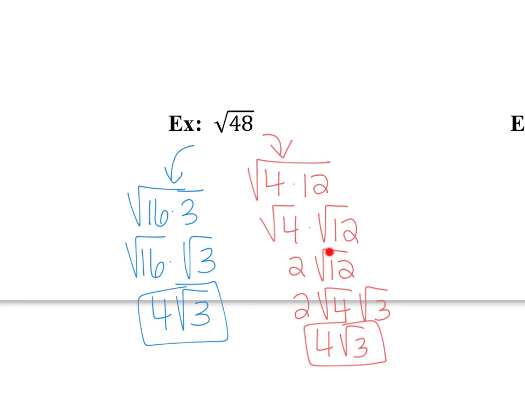Also, a lot of people tend to stop here and they think they're done, and they don't recognize that 12 can be split down farther. But just like you wouldn't leave 20 over 40 as 10 over 20, you would keep going. It's the same idea that 2 square root of 12 needs to be simplified more.